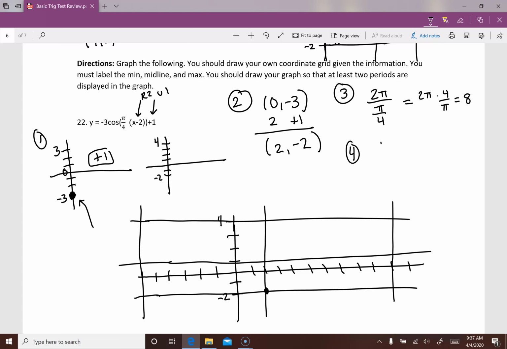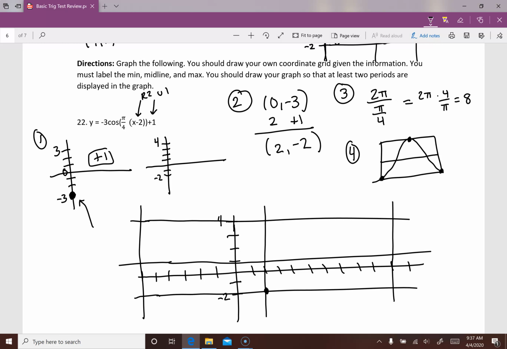So remember, this is negative cosine. So our general shape should be starting at the min. At the mid area here, we should be at our max, and then we're back down to our min. So something like that. All right.